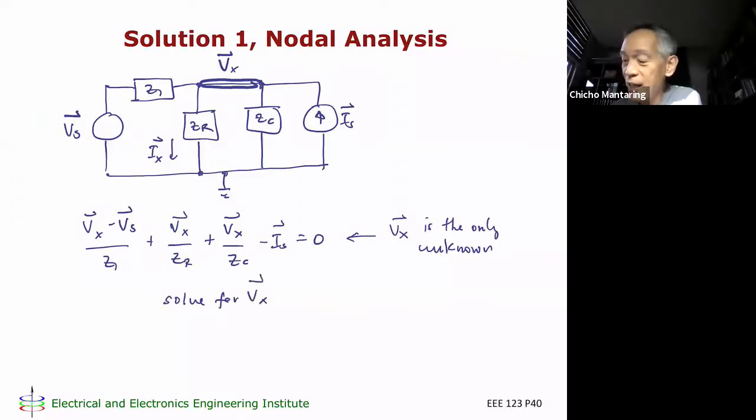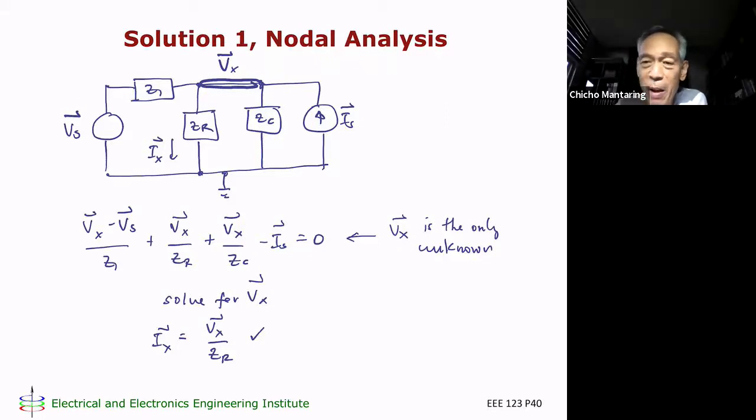Solve for Vx. How do I get Ix? Simple na lang, di ba? Ix is just now Vx over ZR. So solve na rin yan. So that's using nodal analysis. Remember yung go-to solution natin almost always appears to be nodal analysis. Pag di na natin alam kung anong gagawin, usually nodal analysis na lang, no? Nodal analysis na lang yung ginagamit natin.